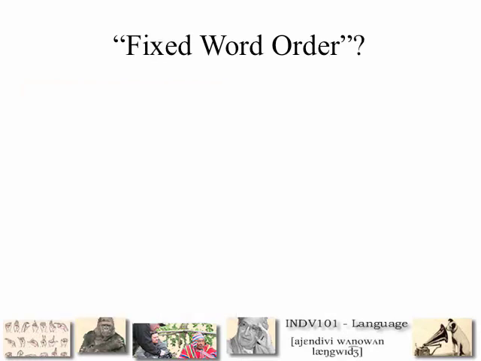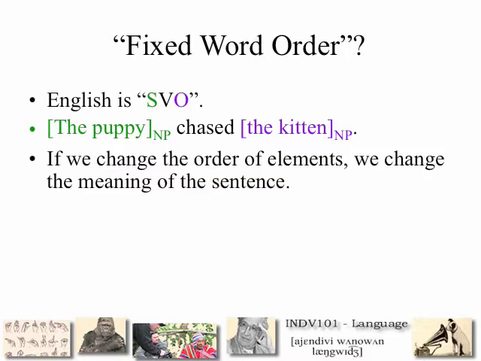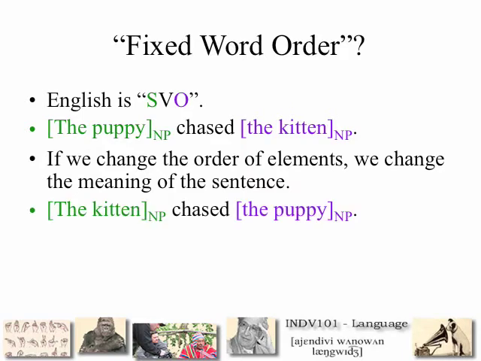So let's look at different fixed word orders. English is an SVO language. That means that it starts with a subject, which is followed by a verb, and ends with an object. If we change the order of any of these elements, we change the meaning of the sentence. So if we move the kitten from the object position at the end of the sentence and put it at the front, the kitten chased the puppy, now we have a completely different sentence. The kitten is now the subject of a different sentence.